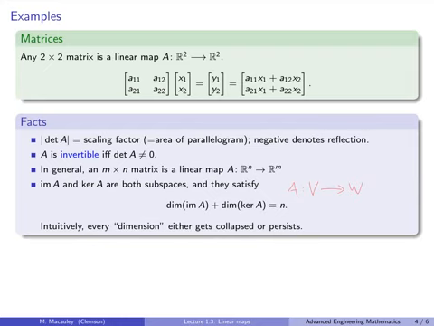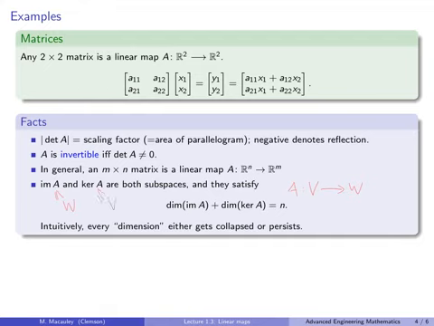Now let's pause for a moment and let's think about where these things live. So the image of A, that's the range, that lies in here. So this is a subspace of W, whereas the kernel of A, this is everything in V that gets mapped to the zero vector. So that lies in V.